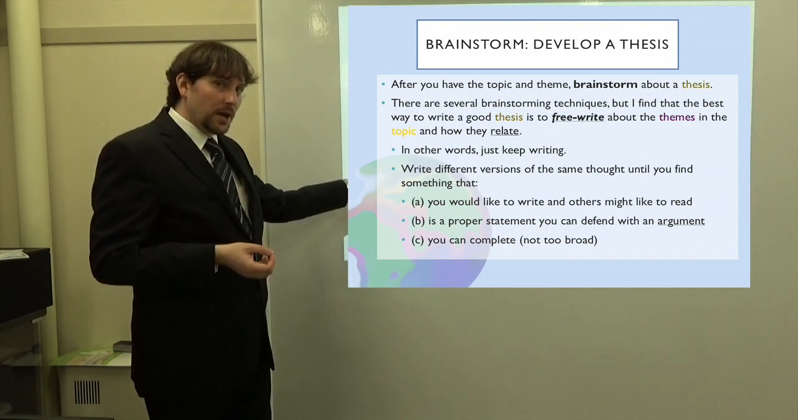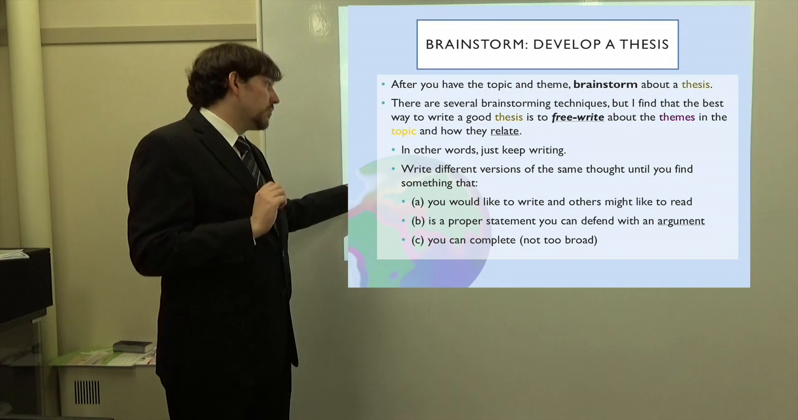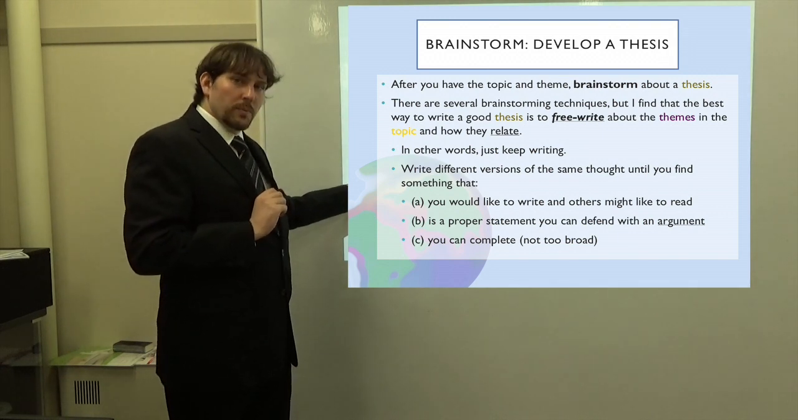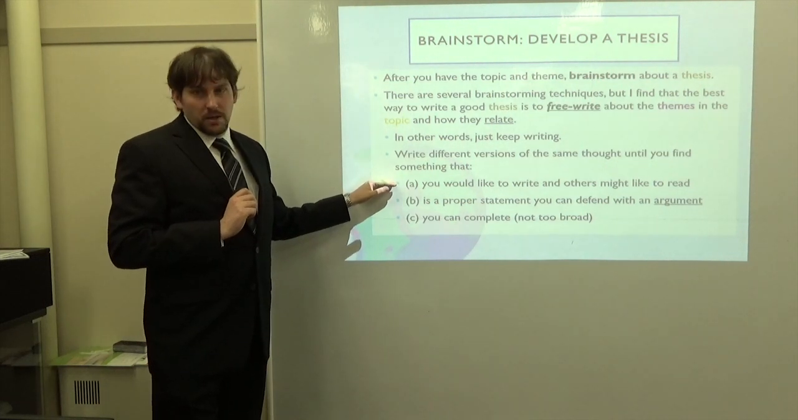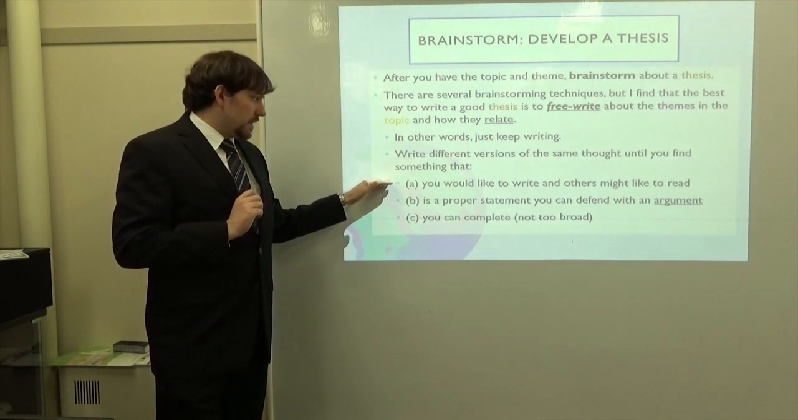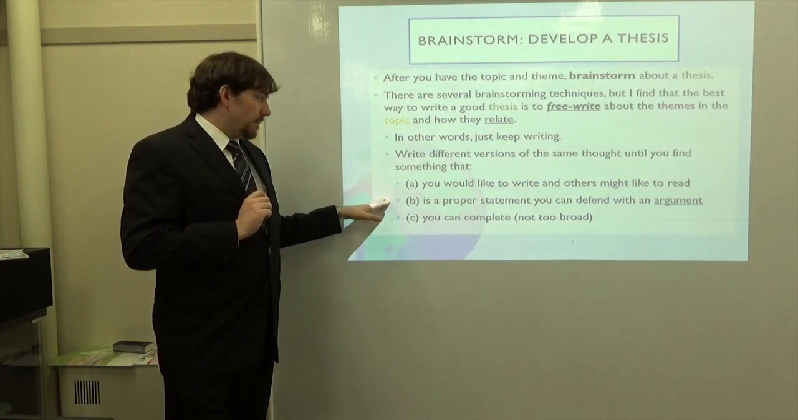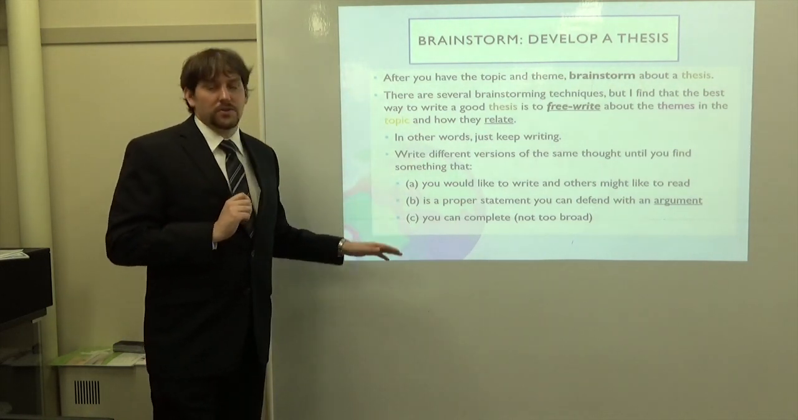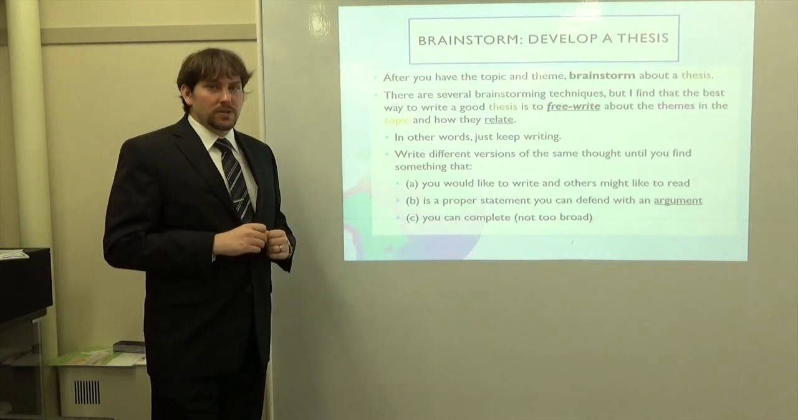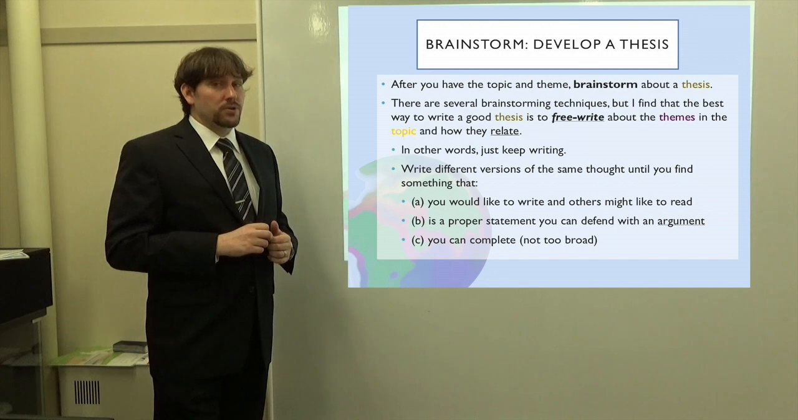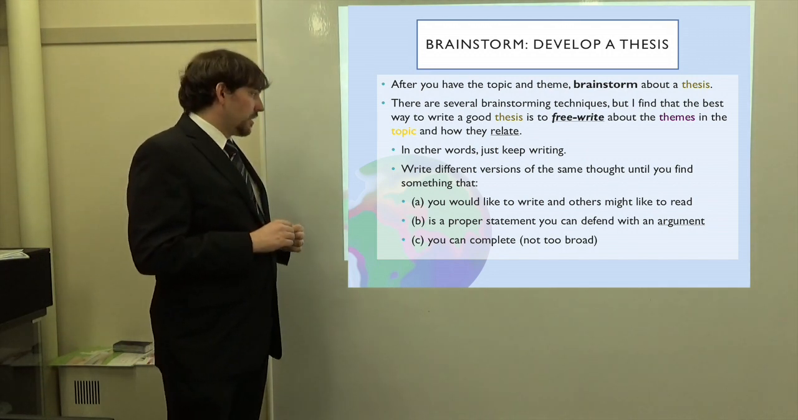So write the same thought in slightly different versions, several versions, and then pick the one that you like the best. Important things to think about. Pick something that you would like to write and that others might like to read. Pick something that is a proper statement you can defend with an argument and something you can complete. So if you're writing a term paper for one class, don't pick something that's going to take you 1,000 hours of research to do. You don't have 1,000 hours for one class in a semester.